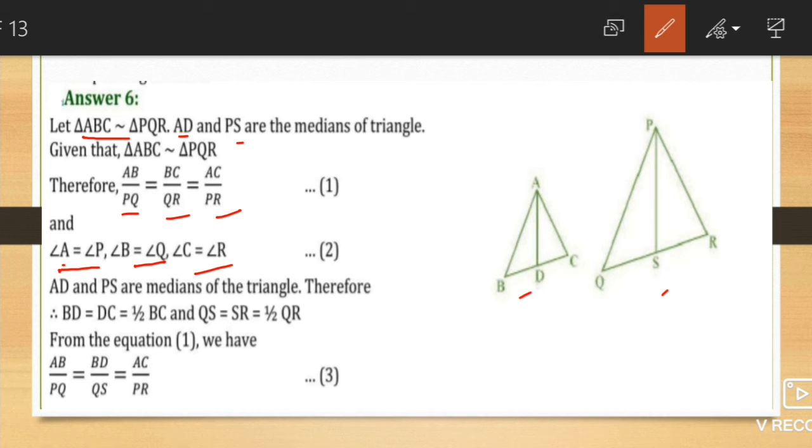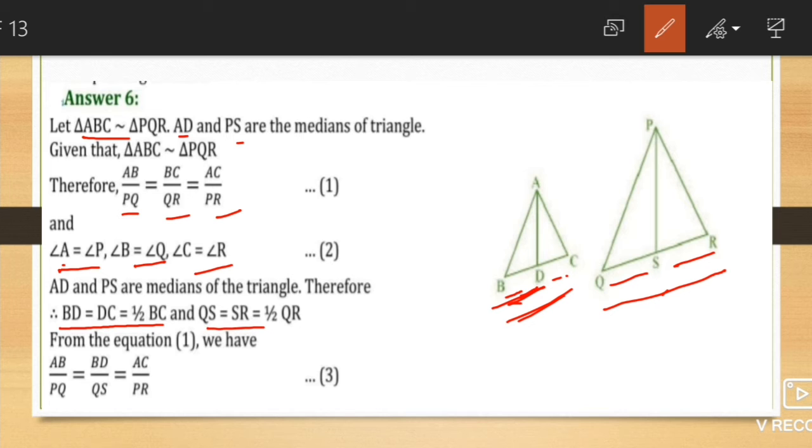angle R. Now, AD is the median on the side BC. That means you can say that BD is equal to half of BC, right? BD or DC is equal to half of BC. Similarly, since PS is the median on QR, this QS or this SR is equal to half of QR.